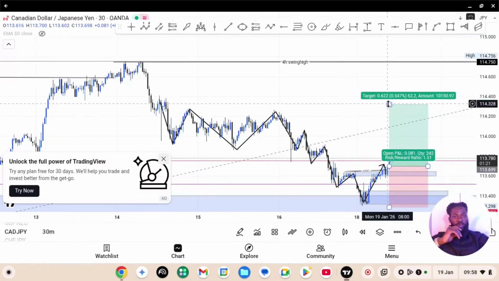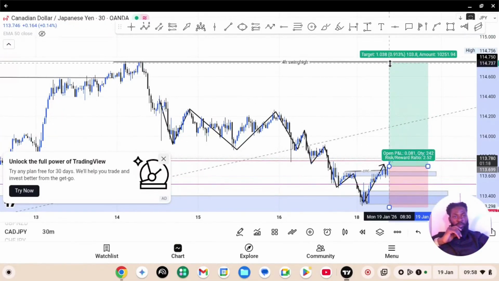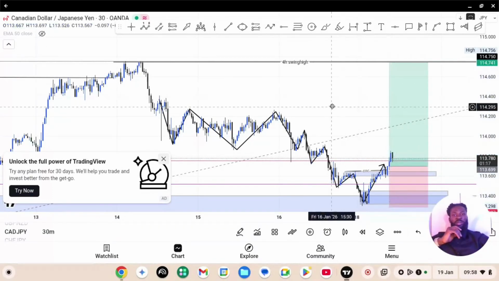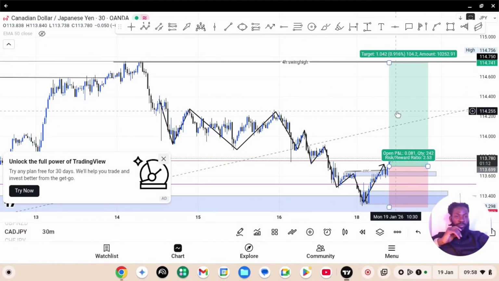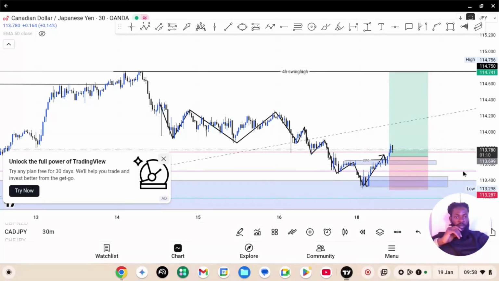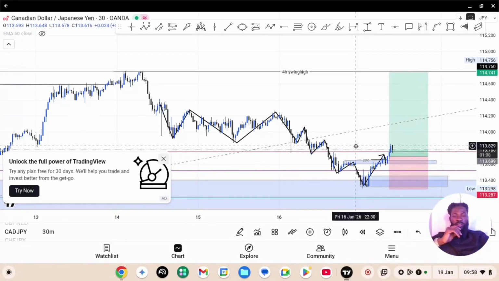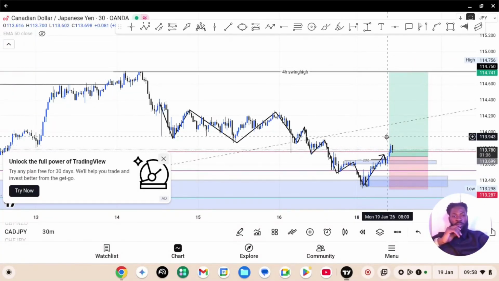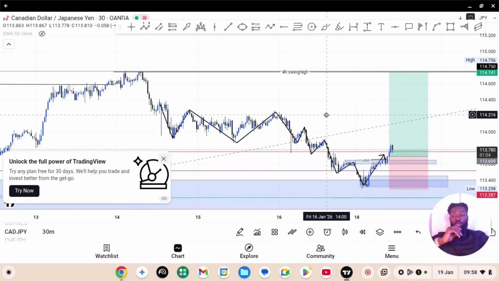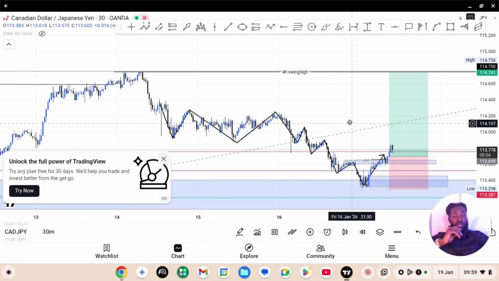So take profit at the 4 hour swing high. That's how I executed this market this morning. I'll be patiently waiting to see what the end result will be, and I will also be notifying you guys. I will also make a video on how the market later plays out.